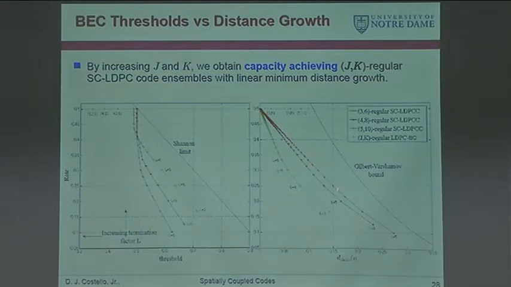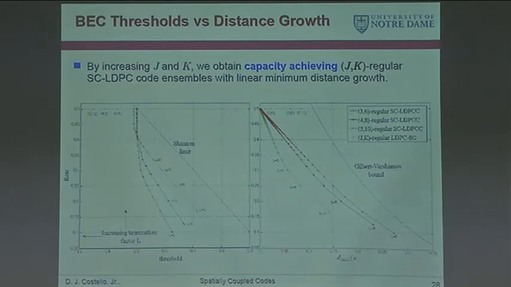Now these pictures are the distance growth rates of these ensembles. The JK regular block code ensembles have these distance growth rates. 3/6, 4/8, 5/10. This is the Gilbert-Varshamov bound. These are distance growth rates for the terminated spatially coupled ensembles, starting with the small L, which gives us the low rates, and then as we use larger L, we approach rate 1/2. Now this is the kind of original work we did on this.